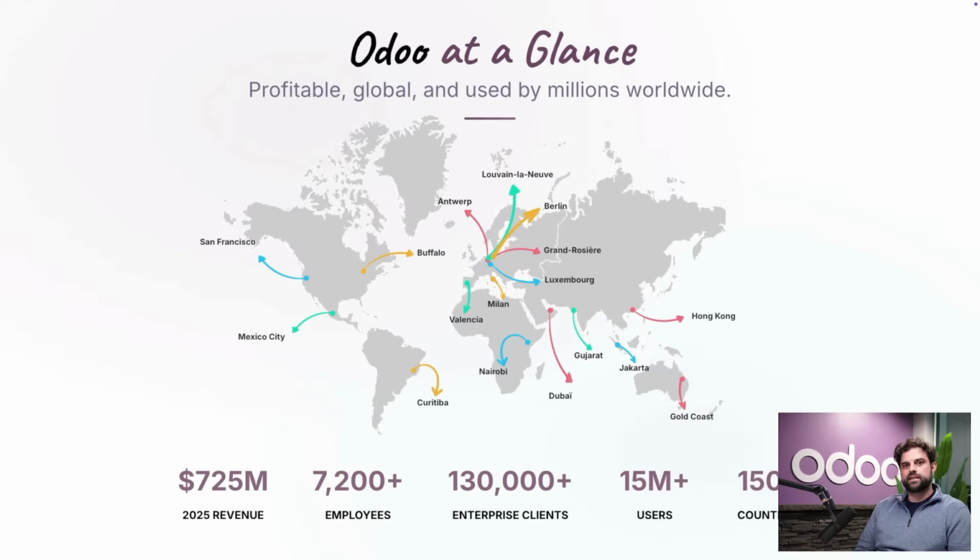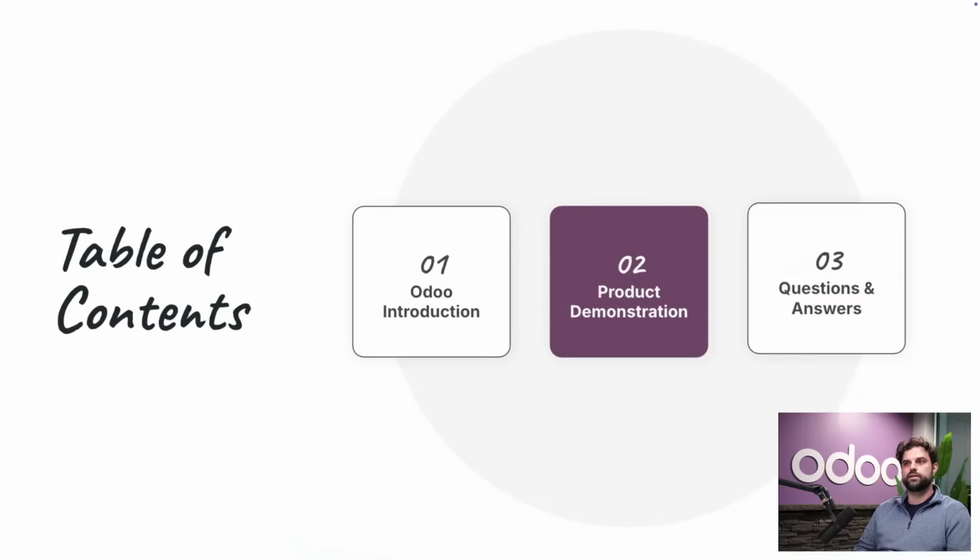And quickly before I pass to Dominique, I just wanted to talk briefly about Odoo as a company. For those of you watching this today who are not familiar with Odoo, we are a truly global company. Over 7,000 employees worldwide, over 130,000 enterprise clients, over 15 million users, and we are localized from a language and compliance standpoint in over 150 countries. So now I will pass to my colleague Dominique, and she will be presenting a demo to discuss what I've shown and to introduce you to Odoo as a product.